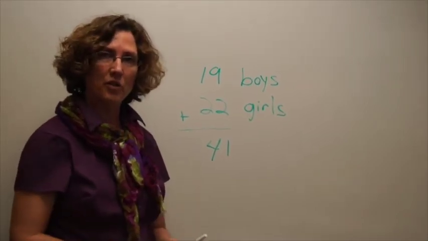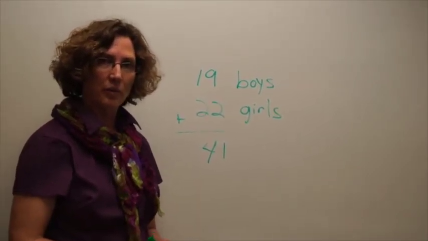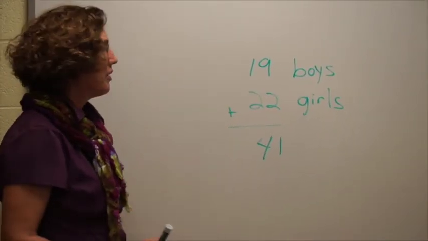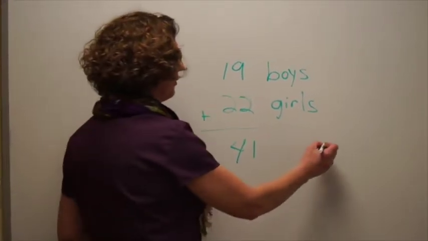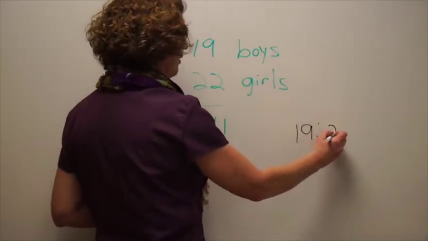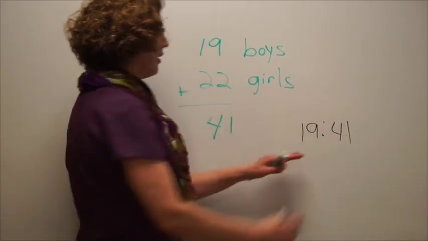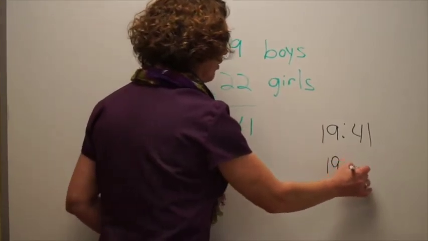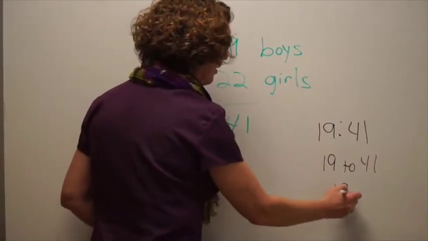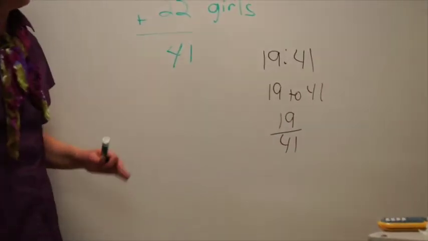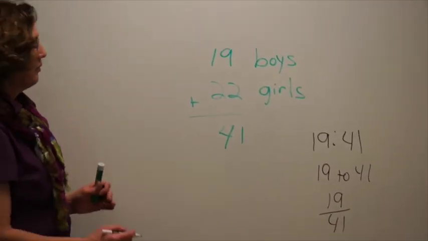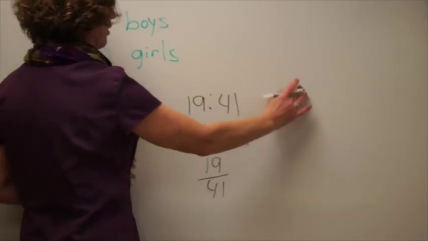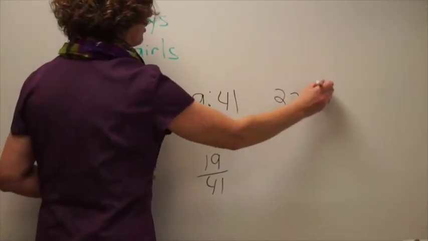Now, when we set up ratios, they can be set up many different ways. There are 19 boys in a classroom of 41 students. So what would that ratio look like? It can be written like this: 19:41, or it can be written as a fraction. The same way for the girls. There are 22 girls and 41 students.